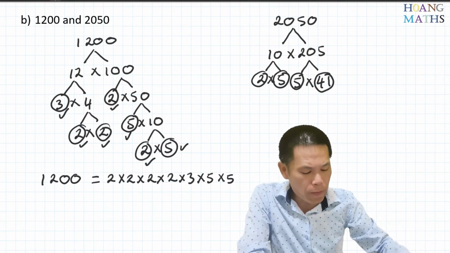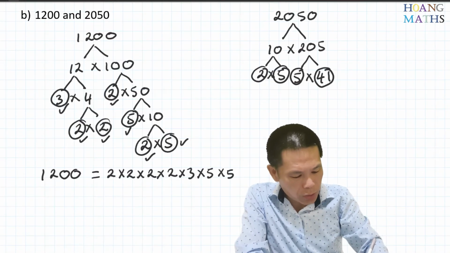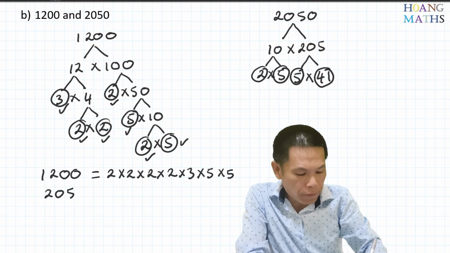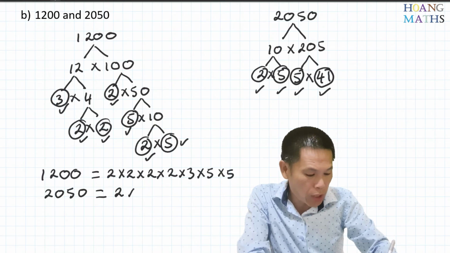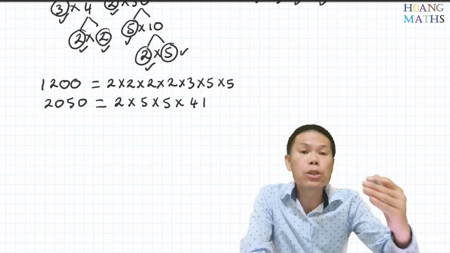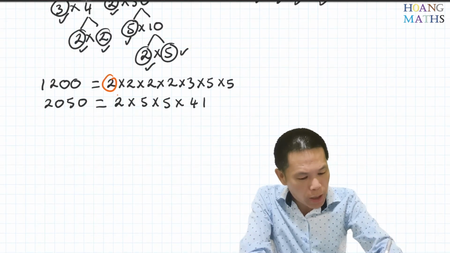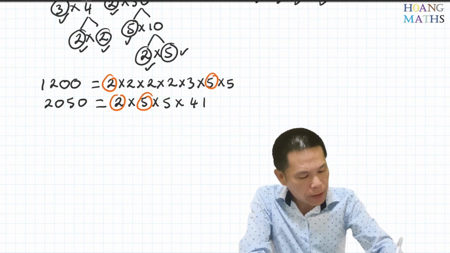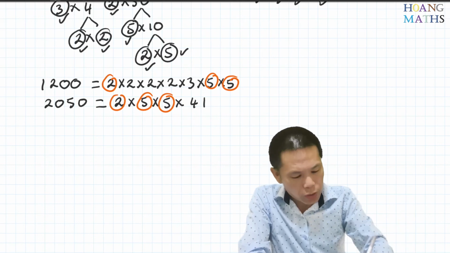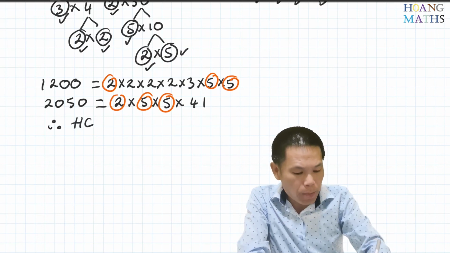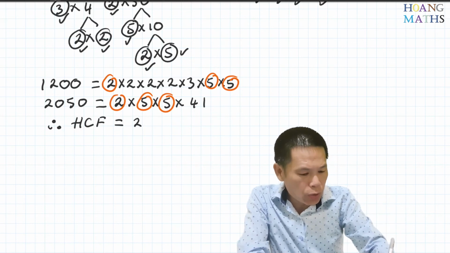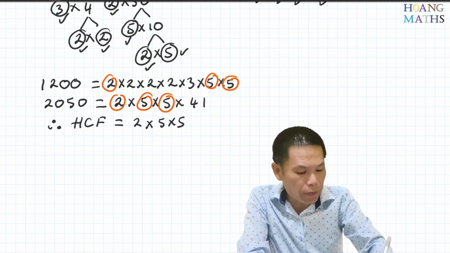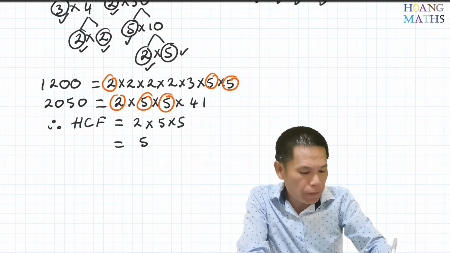So now we just need to write it out. So let me move this up a bit. So 2050 is equal to. So we have 2, 5, 5, 41. 2 times 5 times 5 times 41. Now we just need to circle the common numbers. So this is 2 here. And we have 5. And we have 5. This is it. So therefore, the highest common factor for 1,200 and 2,050 is 2 times 5 times 5. And that gives me 50.